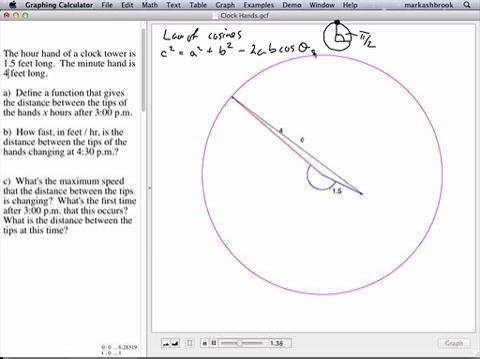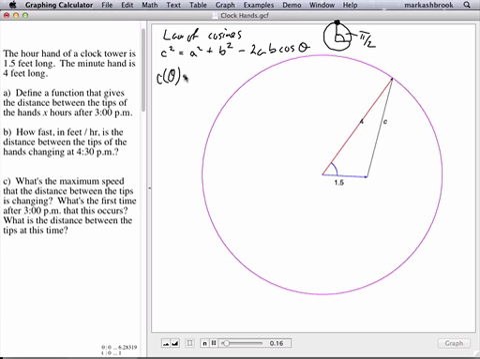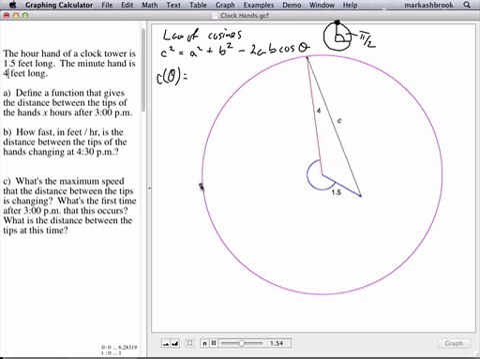Okay, so we got the law of cosines, and this is going to give us that length c in terms of theta. So we want c, and this is going to very conveniently give us c as a function of what? Theta, right? So write c as a function of theta. So we can do it now. Write what the length of the distance between the tips will be at any time, or for any angle between those things.